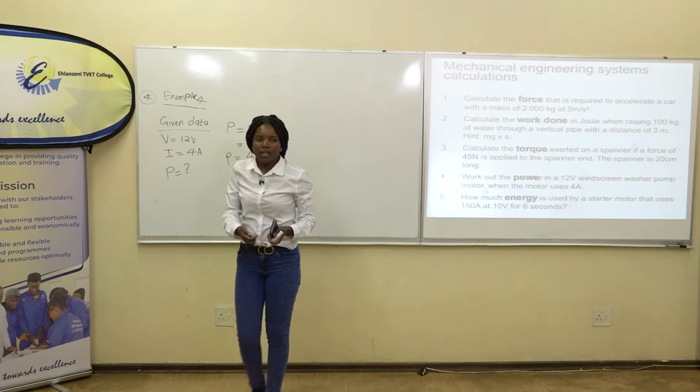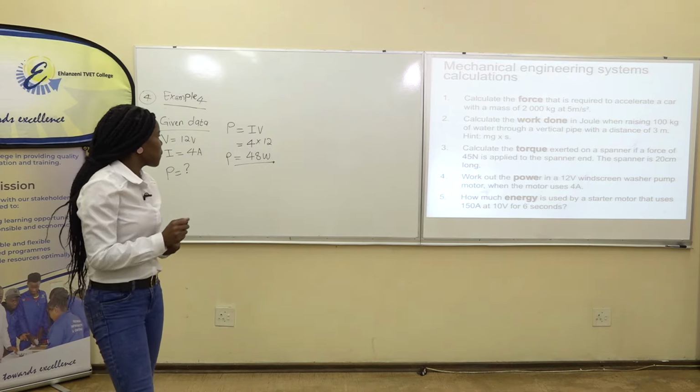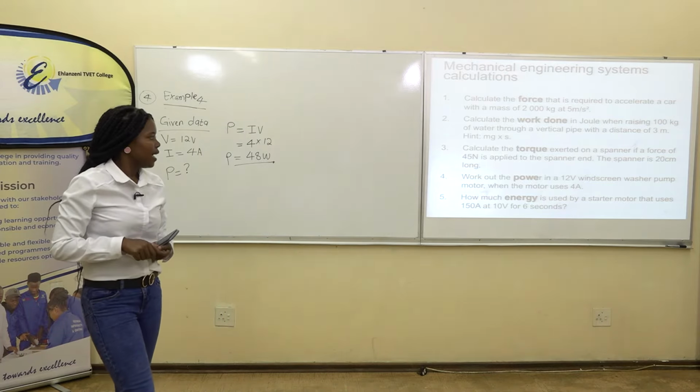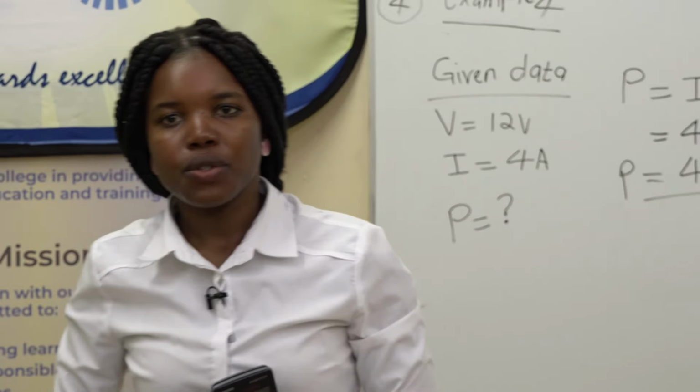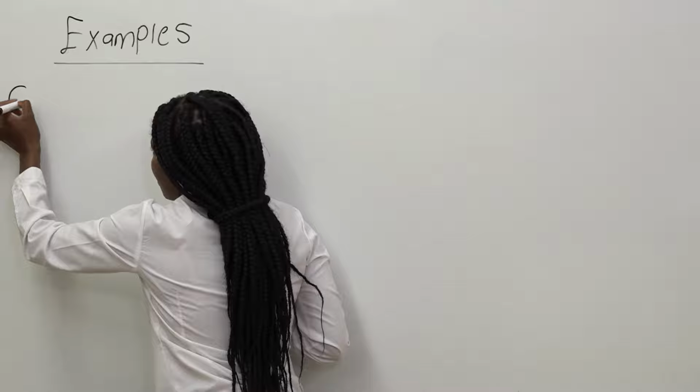Now, since we have already calculated number 4, which is our power, we are going to look at the last example for today. The statement says: how much energy is used by a starter motor that uses 150 amps at 10 volts for 6 seconds.